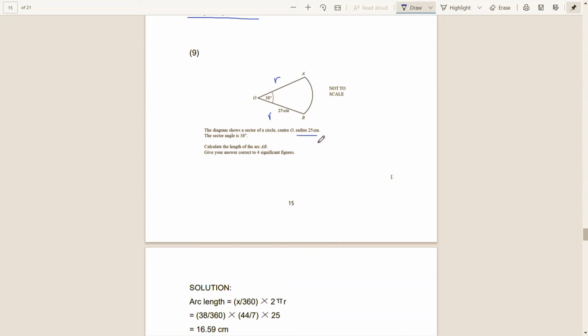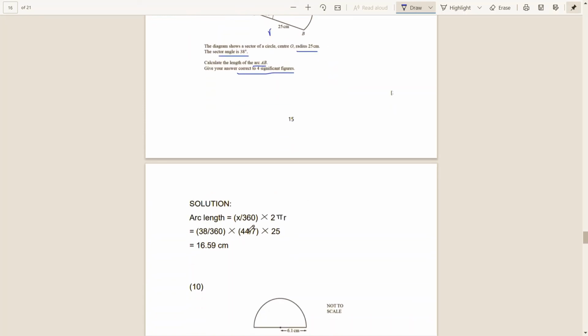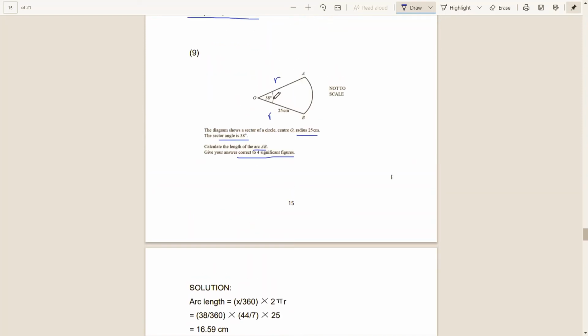It tells about radius 25, sector angle 38. Calculate the length of the arc AB. This is a length of the arc. Right? Give your answer correct to 4 significant figures. Now, we know that the arc length is x over 360, where x is the angle of the sector, 38, divided by 360, multiplied by 2 pi r. R is 25. Don't mix it with diameter.